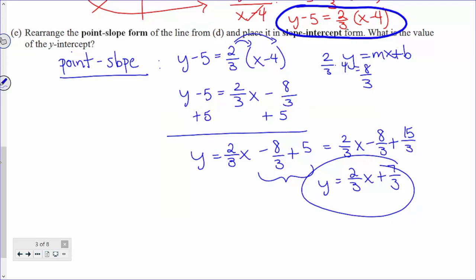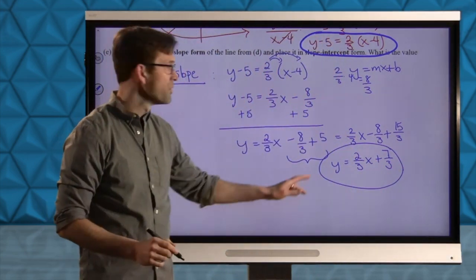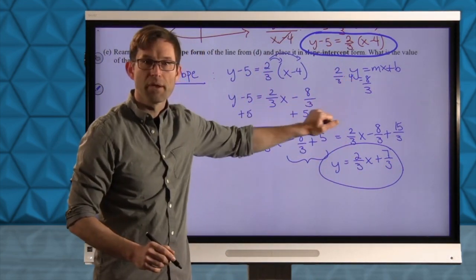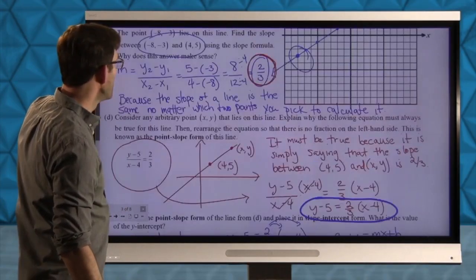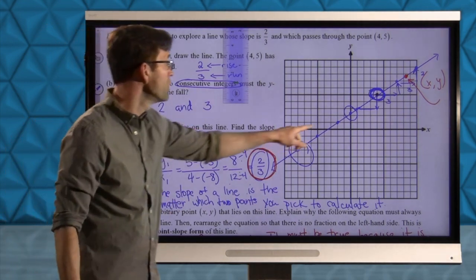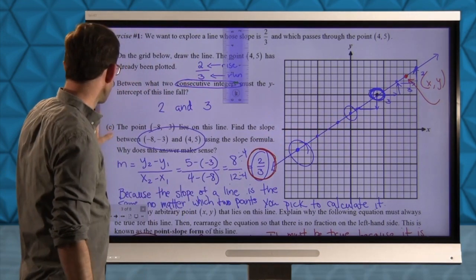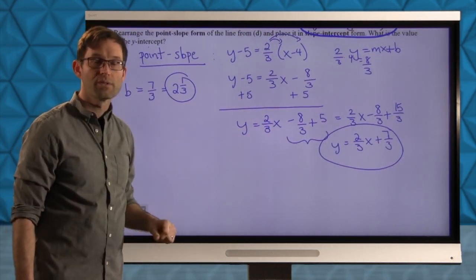Let me get rid of this so you can see it a little bit better. Right? y equals 2/3 x plus 7/3. That's y equals mx plus b. The y-intercept was 7/3. If I write that as a mixed number, that's 2 1/3. Remember back up above when we talked about between what two consecutive integers must the y-intercept fall? Between 2 and 3. Well, in fact, it is exactly 2 1/3 or 7/3.